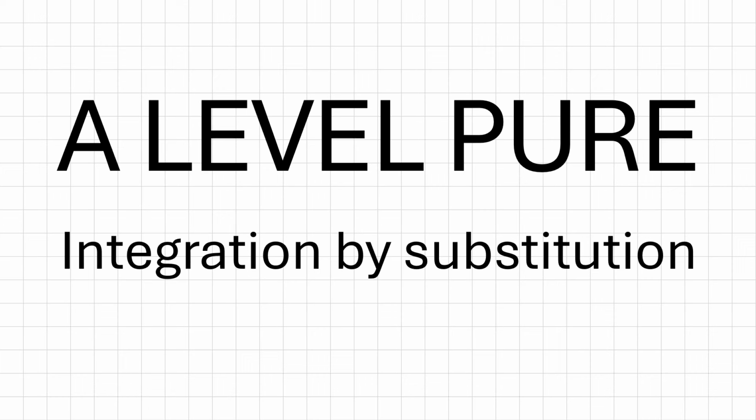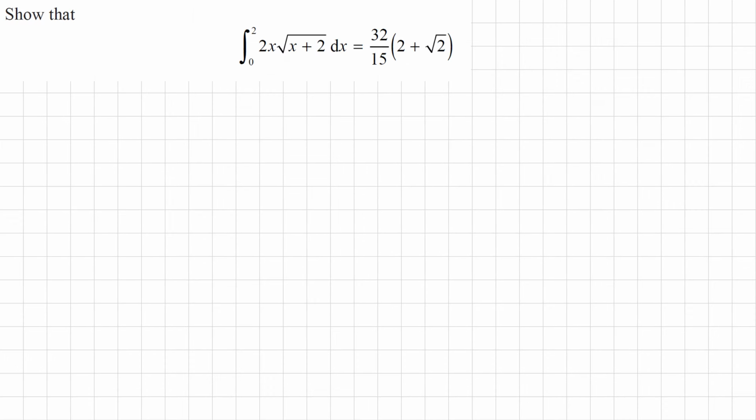This is an A-level pure question on integration by substitution. Okay, we need to show that the integral between the limits of 0 and 2 of 2x times root x plus 2, all integrated with respect to x, is equal to 32 over 15 bracket 2 plus root 2.